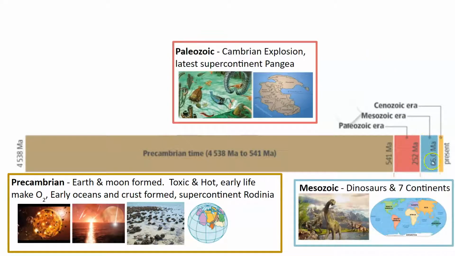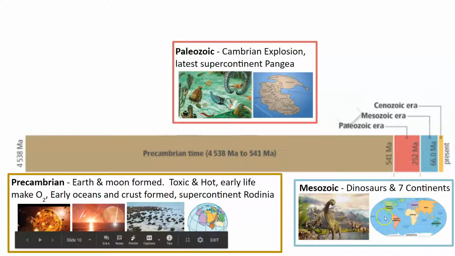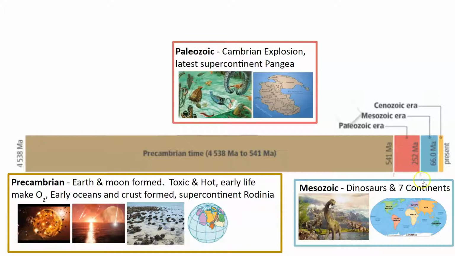After that, we have the Mesozoic, and that's with the dinosaurs. And we had the formation of our 7 continents, like North America, South America, Africa, Europe, Asia, Australia, and of course, Antarctica. That formed during this time.